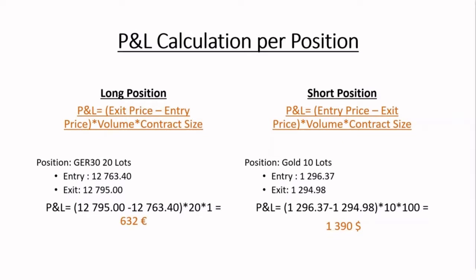Putting the equation together, it's 1,296.37 minus 1,294.98 multiplied by 10, which is our lot size, our volume, multiplied by 100, which is the contract size. You can find it in the specification. And our PL on this position would be $1,390.